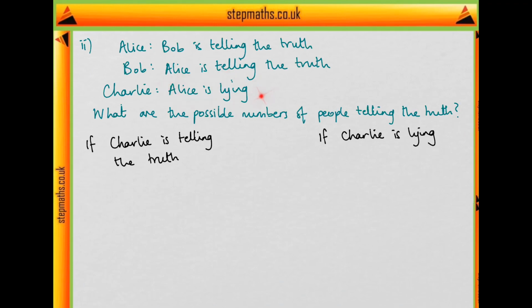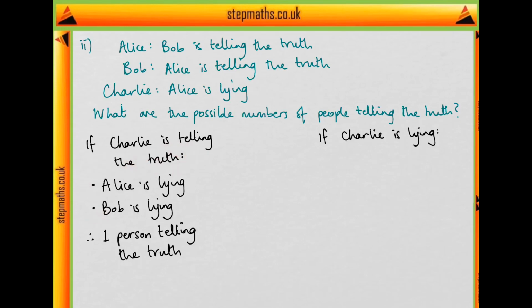Well, if Charlie's telling the truth and he's saying that Alice is lying, then Alice must indeed be lying. And Alice says that Bob is telling the truth, but if that's a lie, then that must mean that Bob is also lying. And so we see in this case that Charlie is the only one telling the truth and the other two are lying.